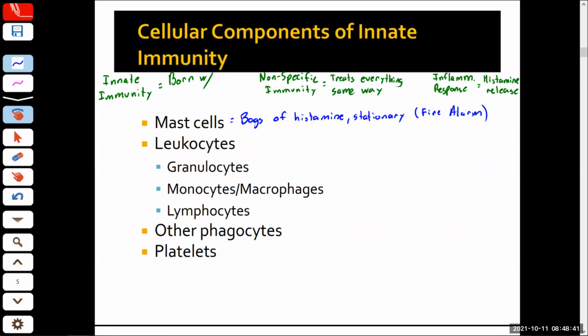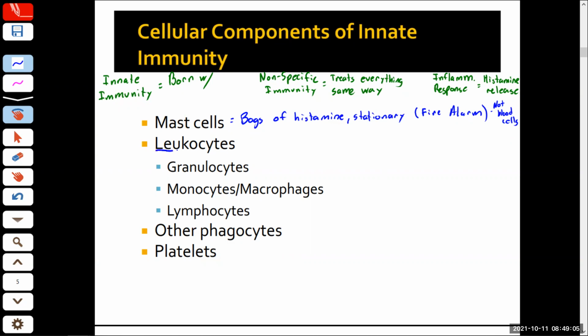So does that make mast cells a blood cell or not? Oh, no. Because they're stationary, mast cells are not blood cells. So we don't include mast cells in, for example, white blood cells. Mast cells are stationary, they're not considered blood cells.